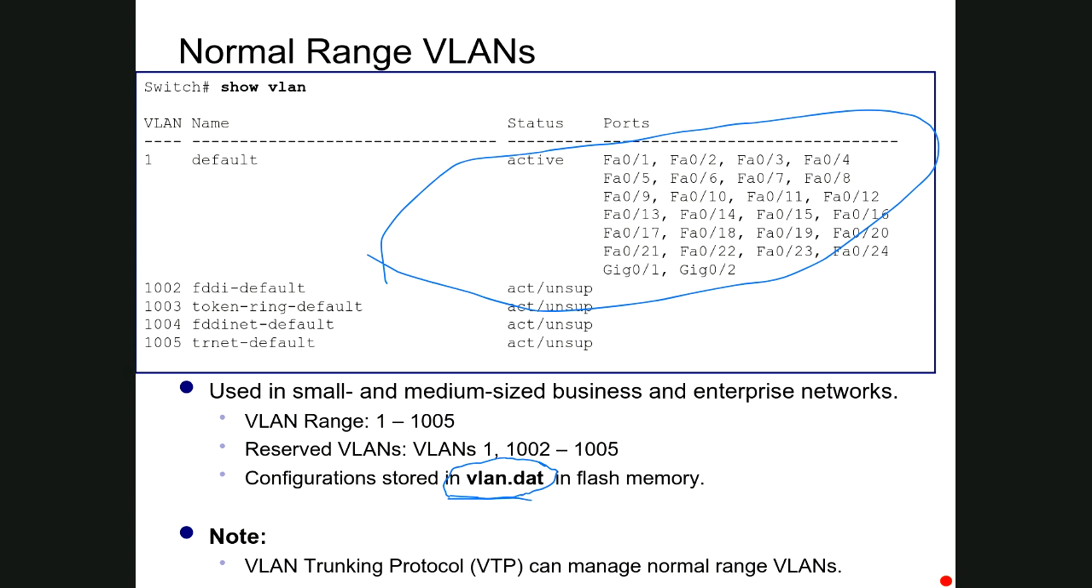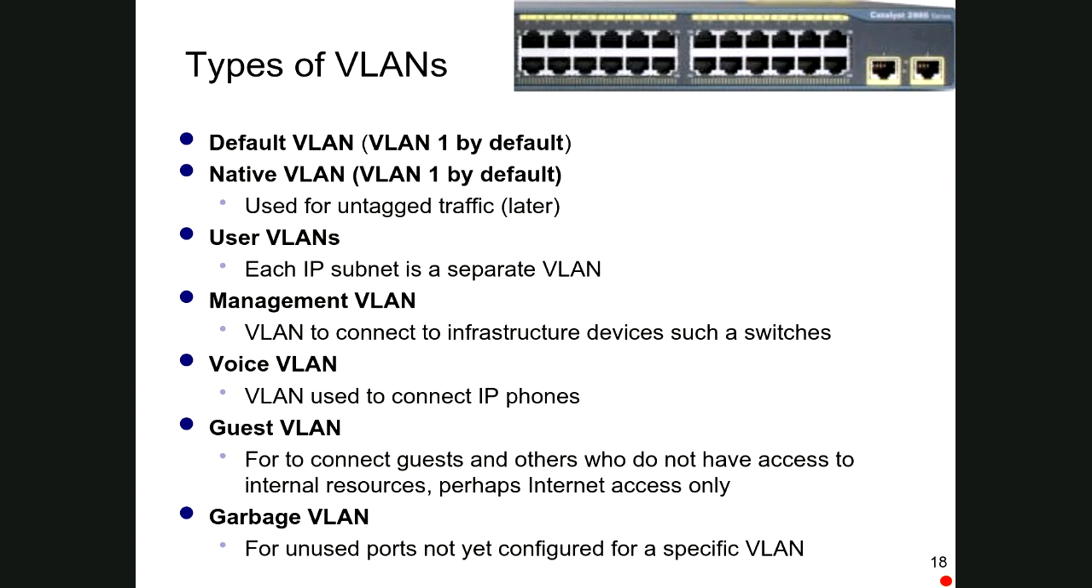VLAN Trunking Protocol used to be a CCNA objective. It's no longer; that's a CCNP now. So we don't have to worry about that. Okay, so by default, VLAN 1 is a special VLAN, it's stuck. You can't rename it, you can't delete it. You can create all the other VLANs, so you can create 1,000 more VLANs, you can delete them, you can name them anything you want to.